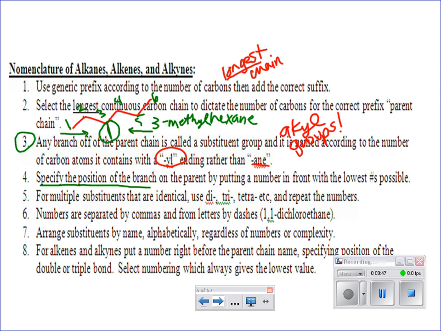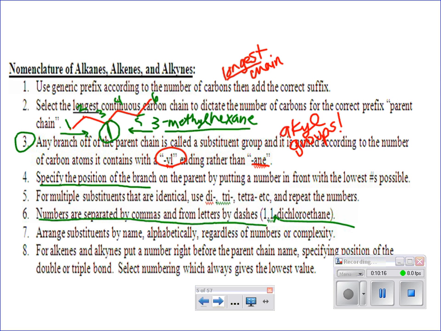As far as the correct way to write it, in pre-AP they were pretty lenient on you guys, but you really do need to try. Numbers are separated by commas and from letters by dashes. So here we have a comma. Between numbers and letters, we put dashes, and you run all of it together. Dichloroethane, it's all one word. 3-methylhexane, all one word.